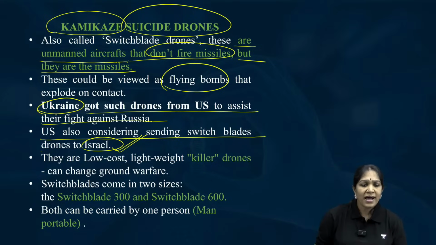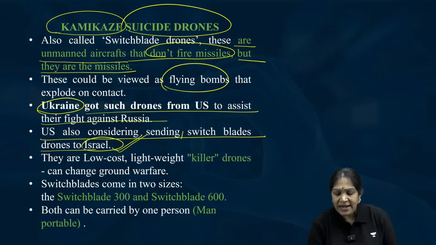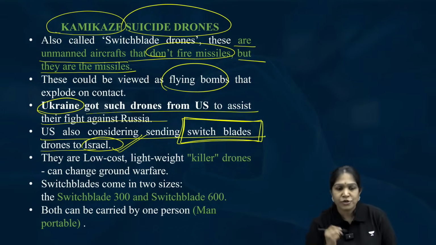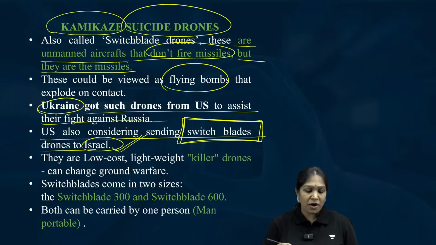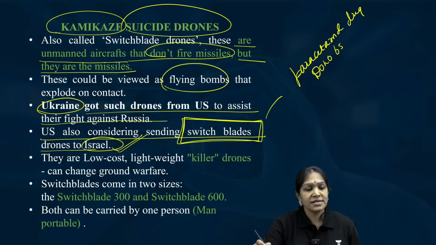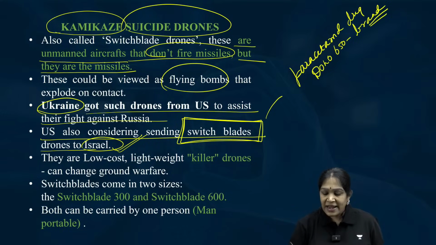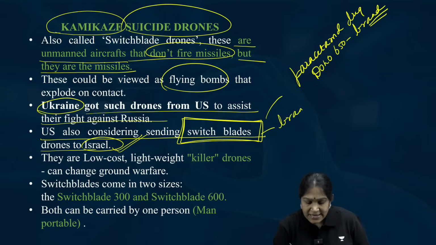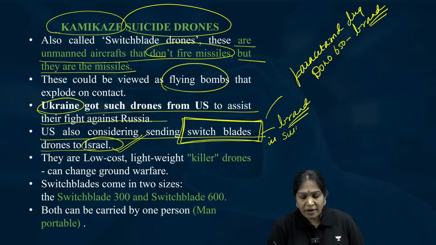Then you may ask me, what are Switchblade drones? I'll try to explain with a small example. If I take paracetamol, that is the name of the drug. But if I say Dolo 650, that is the name of the brand. Did you understand the difference? So Switchblade is the name of a brand, and it is a suicide drone. Understood the point?